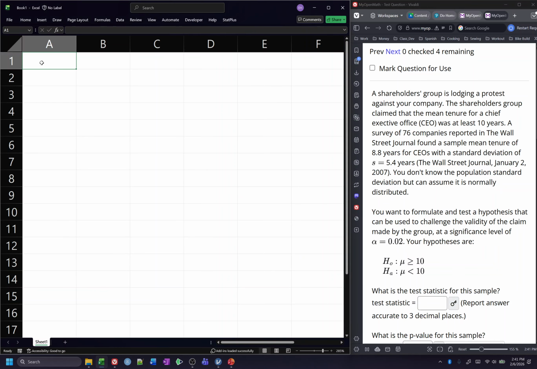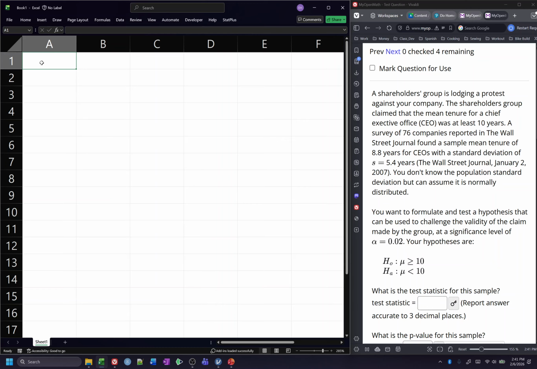Let's start off by reading this scenario. It says a shareholders group is lodging a protest against your company. The shareholders group claimed that the mean tenure for a chief executive officer was at least 10 years. A survey of 76 companies reported in the Wall Street Journal found a sample mean tenure of 8.8 years for CEOs with a standard deviation of 5.4 years. You don't know the population standard deviation, but we can assume that this population is normally distributed.